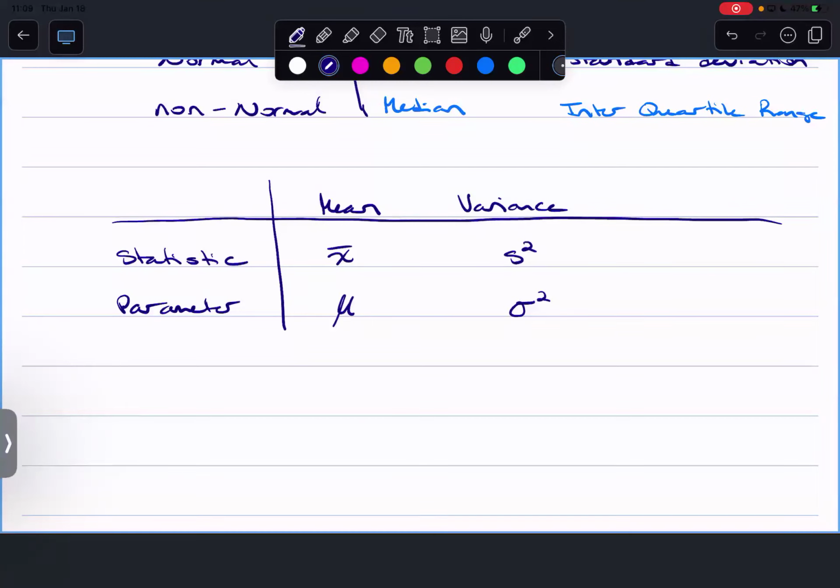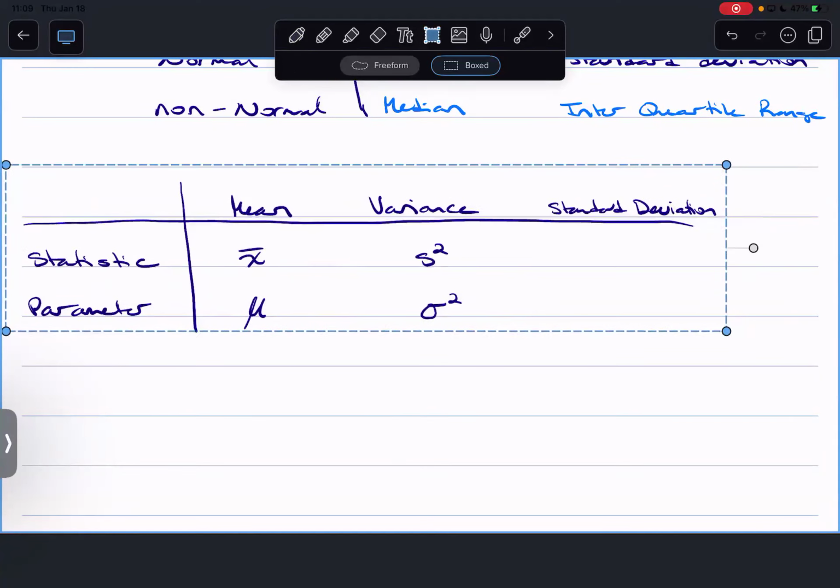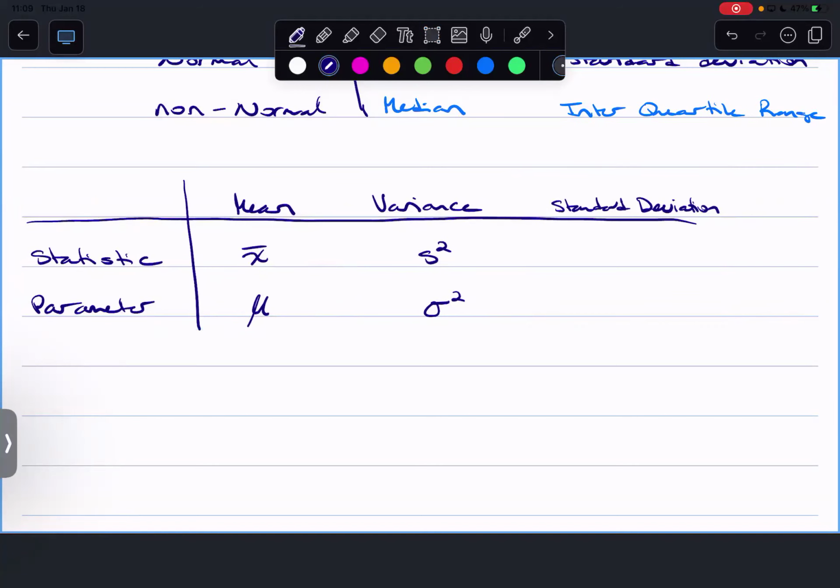And then I feel like I remember kind of sneaking it in last minute, right? But the standard deviation, I'm just going to scoot this over just a bit, is the square root of the variance. Okay. And so if I take the square root of s squared, I end up at s.